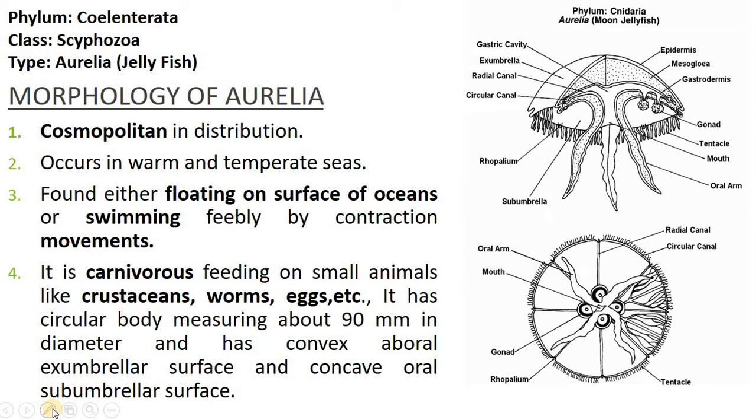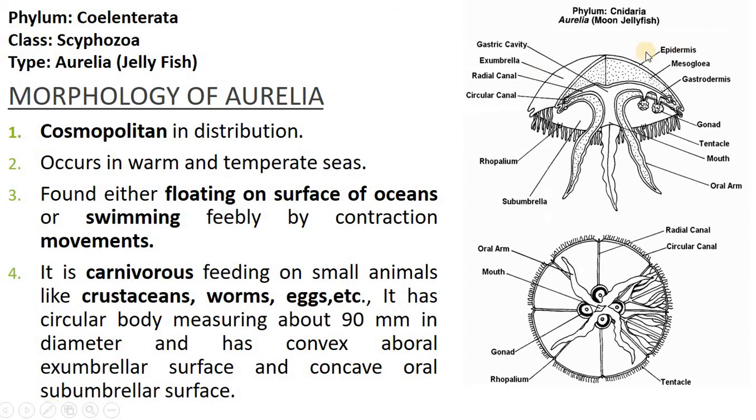Now, morphology of Aurelia or jellyfish. This jellyfish belongs to the phylum Cnidaria, class Scyphozoa, and the type is the jellyfish or Aurelia. Morphology or externals of Aurelia include the following features.